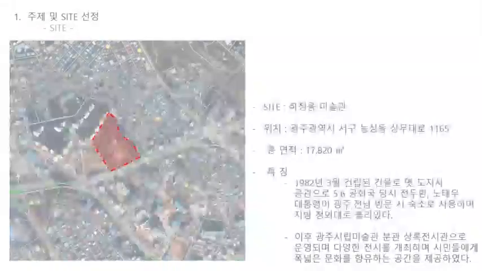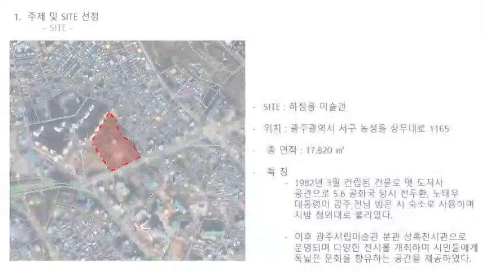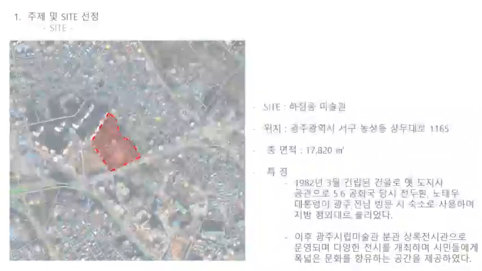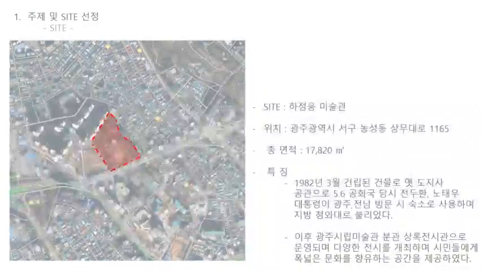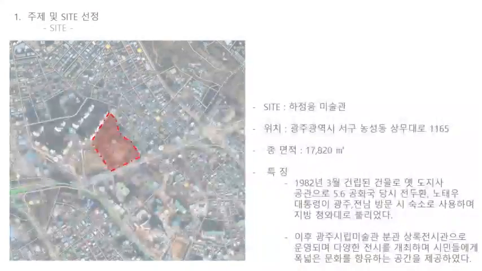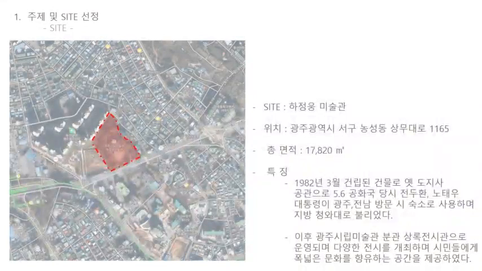This is the topic and site selection. My site is Hajong Museum of Art, a branch of Gwangju City Museum of Art. The total area is 1,007,820 square meters. It used to be used as a presidential accommodation, but now it is an art museum that provides a wide range of cultural facilities.